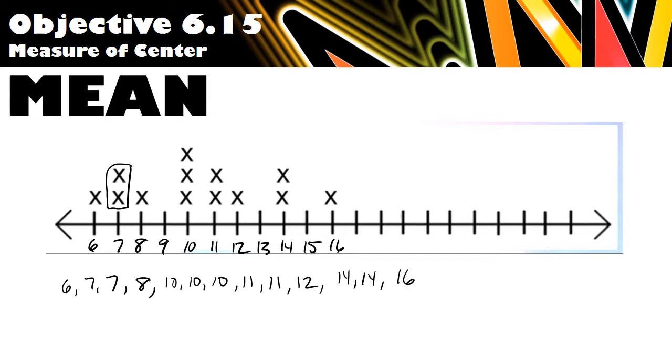Just like we did in the example before, we would add up all these values together, and then we would divide by 1, 2, 3, up to 13. So we divide by 13, and that would give us the mean value for our line plot.